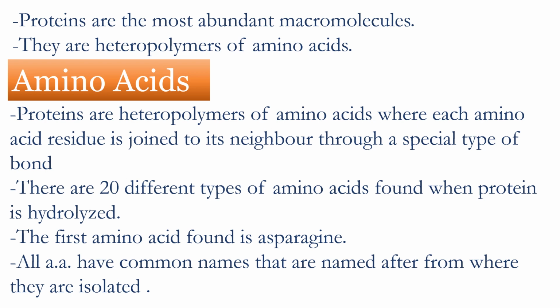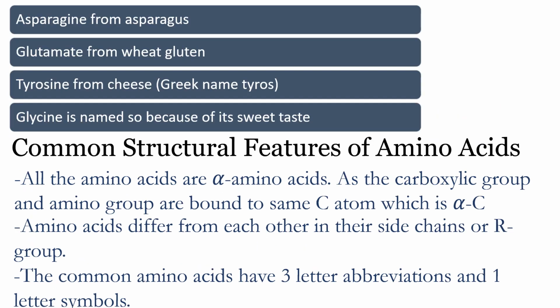The first amino acid found is asparagine, and all the amino acids have common names. These names come from where they were isolated. Asparagine is isolated from asparagus, glutamate is isolated from wheat gluten, and tyrosine is from cheese. In Greek, cheese is called tyros, so from tyros to tyrosine, okay? And glycine is named so because of its sweet taste.